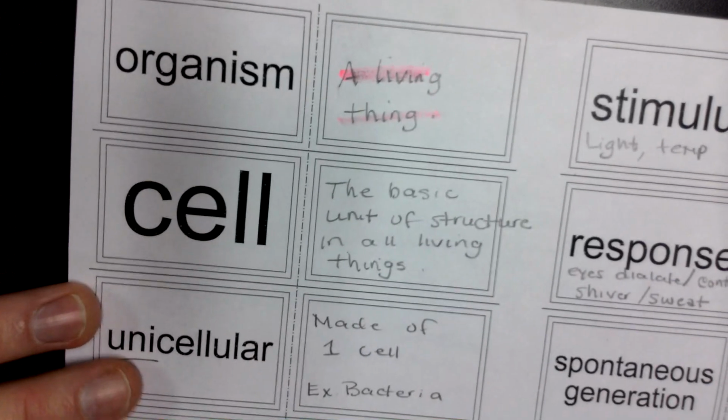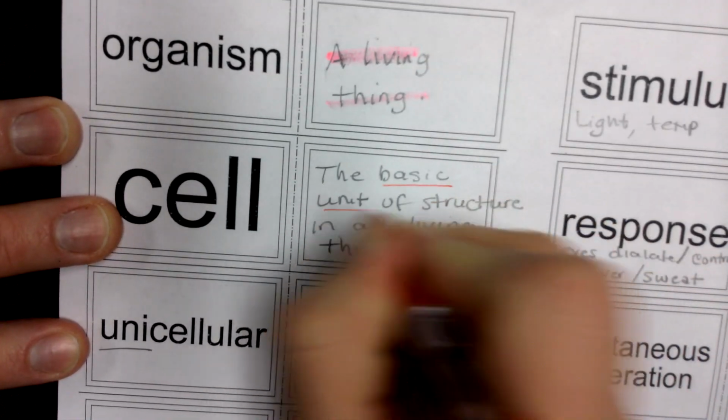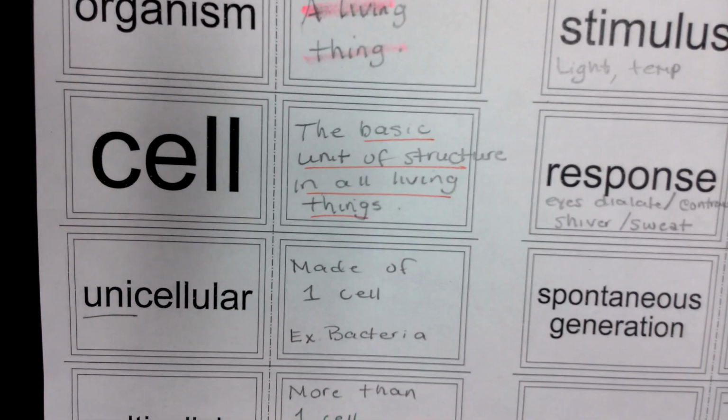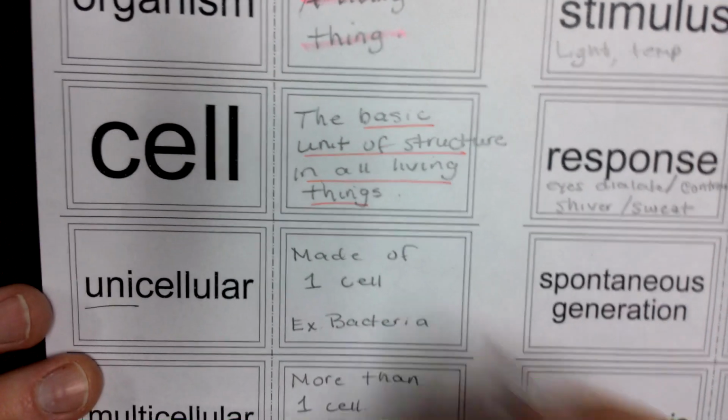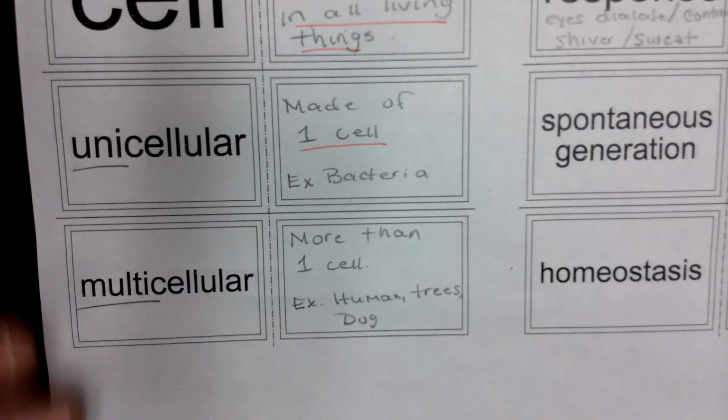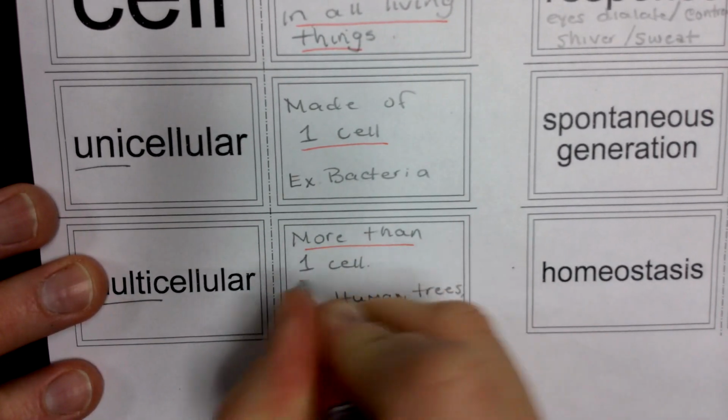Okay. A cell is the basic unit of structure in all living things. Highlight that. Basic unit of structure. It's like the bricks to a house, right? We can't form a house unless we have bricks. Well, you can't form a human being or an elephant or a dog unless you have cells. Cool? Unicellular is one cell. Multicellular is more than one cell.